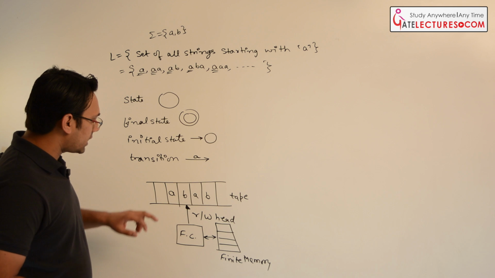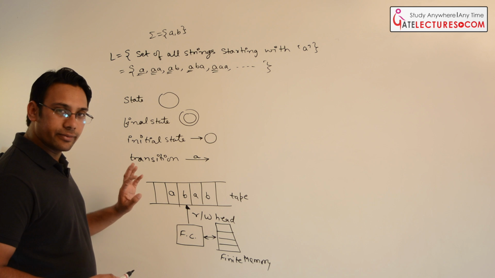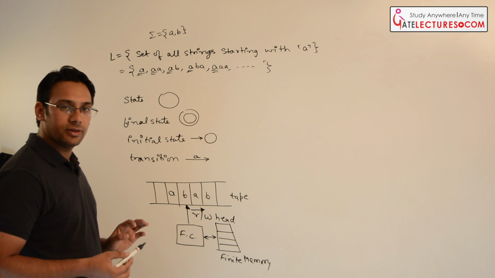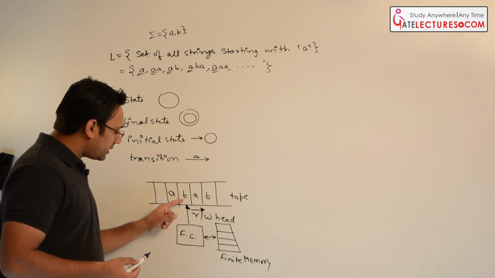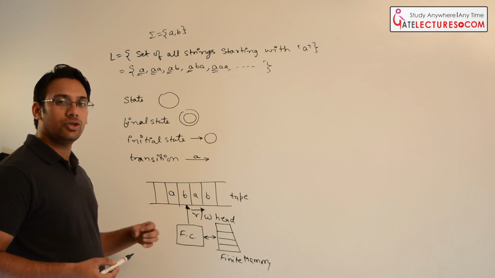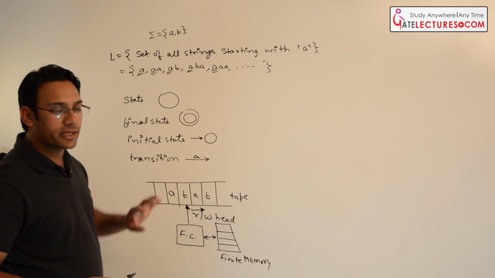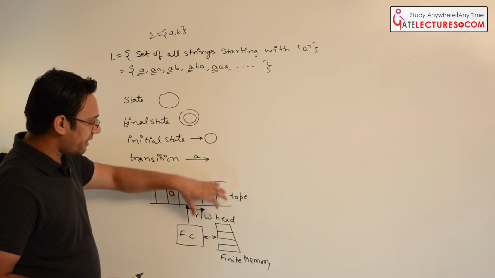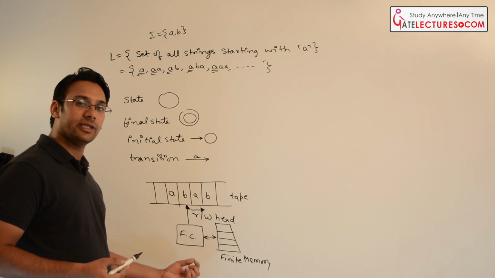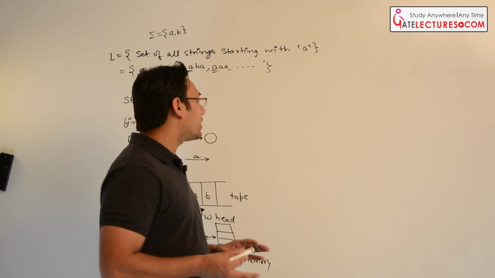Fine. So from this tape, this finite control is going to read a symbol. It is going to read a symbol, and after reading the symbol, this head will move in this direction, right? And after reading the symbol, this finite control is going to transition from one state to another state. Now after reading this complete string, if the finite control is at the final state, that means the string is accepted.